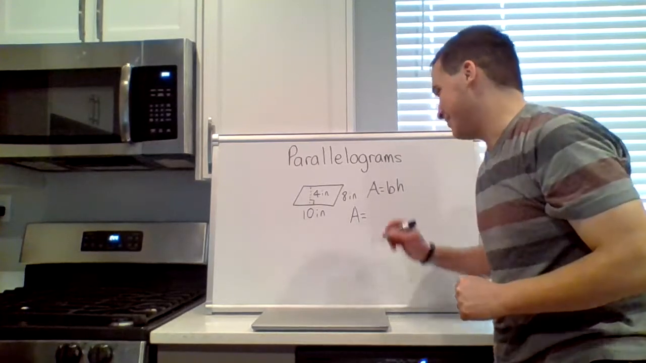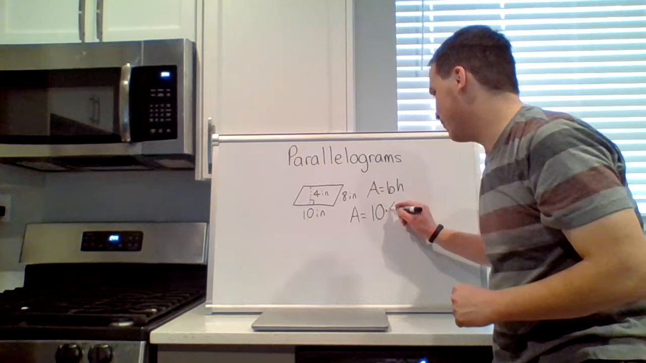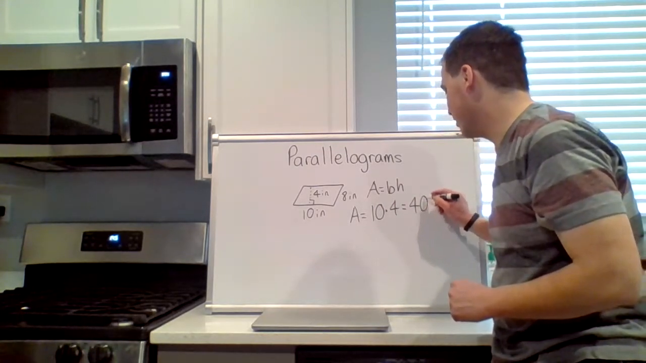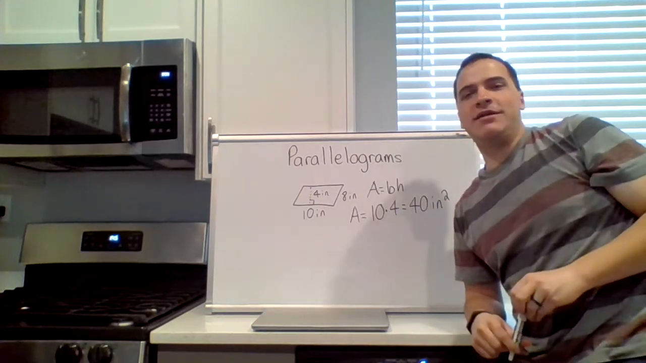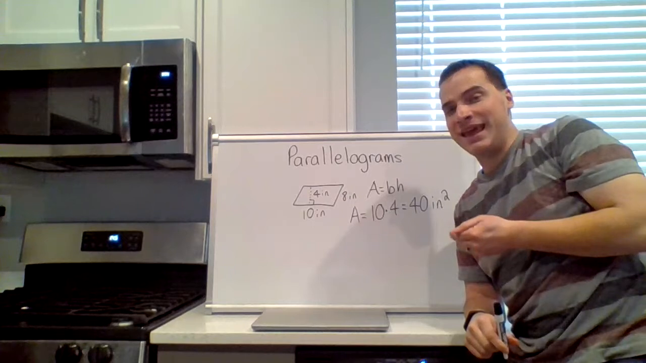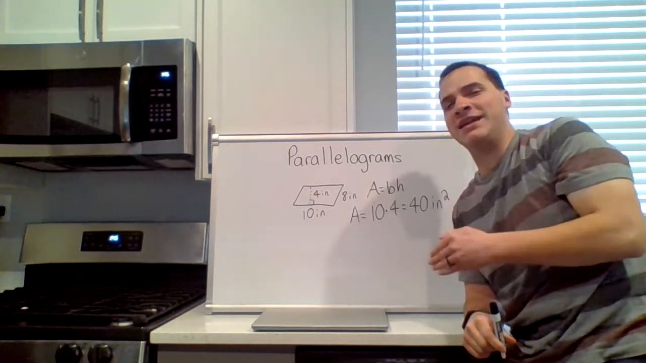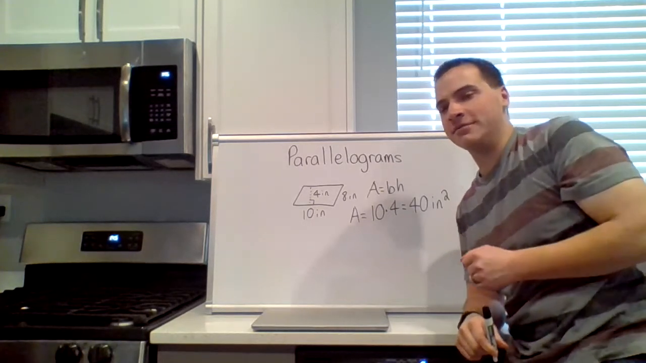Now, 10 inches times 4 inches. The area is 40 square inches. So keep in mind, you don't have to use the 8 for the area. That is part of the perimeter, not the area.